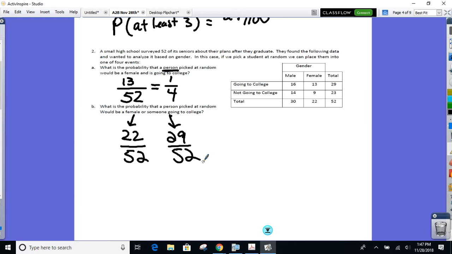Anybody want to speak up here? Because I'm not done yet. Jason, speak up. I've counted some females twice. All the females going to college, I've counted here because they're female and here because they're going to college. So yes, we need to subtract out. How many are doing both? 13 out of 52. And yes, I'm going to be adding these up because I'm only picking one person, remember. If I was picking 2 or more, I'd multiply, but I'm only picking 1.